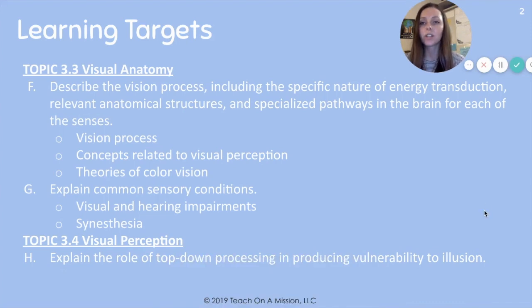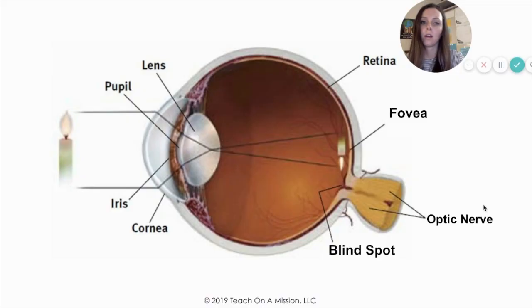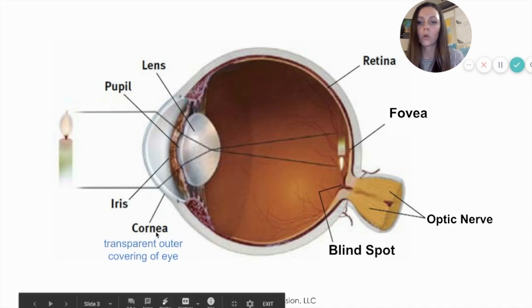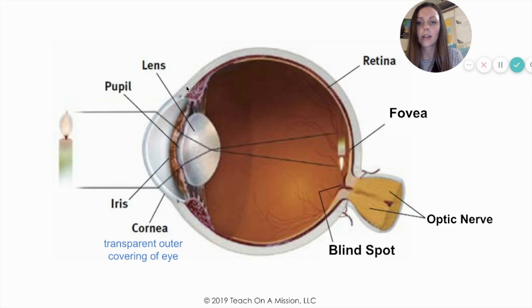Okay, here are the learning targets that we're going to look at, topic 3.3 and 3.4. So let's go ahead and get started. Okay, here is the eyeball. All right, we've got all the parts that we're going to look at. So we have the cornea, that's where we're going to start. So this is the transparent outer covering of the eye. So that would be this shape right here.